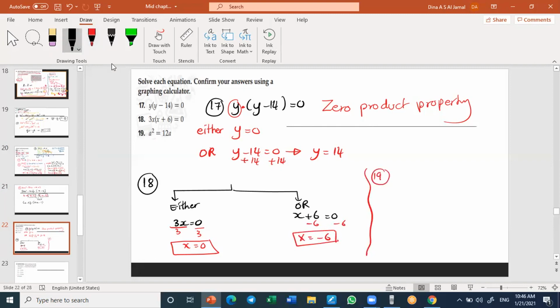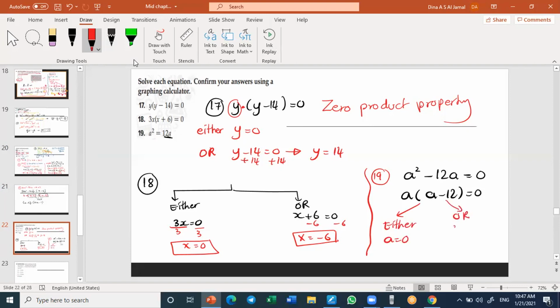What's tricky about 19 is that you should take the 12a inside. So a squared minus 12a equal to 0. Take a as common factor, it will be a minus 12 equal to 0, which will lead you again to the zero product property. Either a is equal to 0 or a minus 12 equal to 0. Add 12 both sides, so you are having a as 12. That's great.